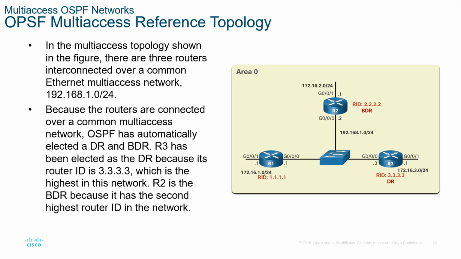In a multi-access topology, here we have 3 routers connected to some form of layer 2 network. Because the routers are connected over a common network, OSPF has automatically elected a DR and BDR. Here, if we are looking at the router IDs, the highest router ID will become the DR. The second highest will become the backup DR, or BDR.